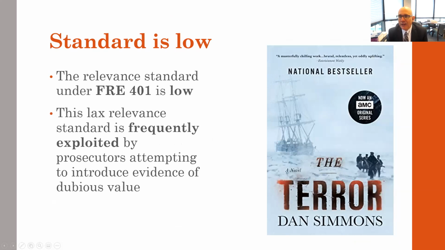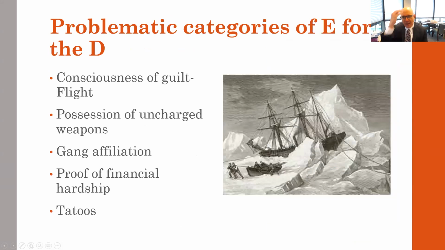As far as relevance, the key thing is that the standard under Federal Rule of Evidence 401 is extremely low. And this is something that is frequently exploited by prosecutors. They realize that judges think that the standard for relevance is very low. Then prosecutors will try to bring in a whole host of evidence in areas that are very problematic for us. And unfortunately, there's a lot of bad law out there.